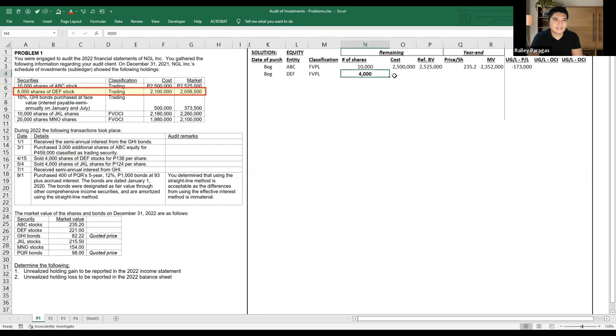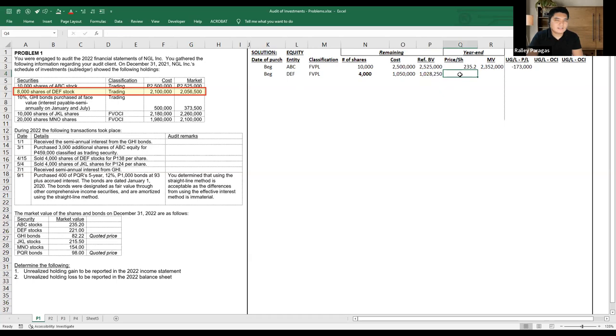In terms of the cost, you previously had a cost of 2.1 million. But that pertains to the full 8,000 shares that you initially held. So when you sold half of that, the cost base is also halved. So you divide by 2. That's 2.1 million divided by 2, basically. And your reference book value would be your previous market value as well. But since you disposed of part of your investment, the previous market value is also halved. Don't forget that. So that's 2,056,500. Halve it. That's 1,028,250.